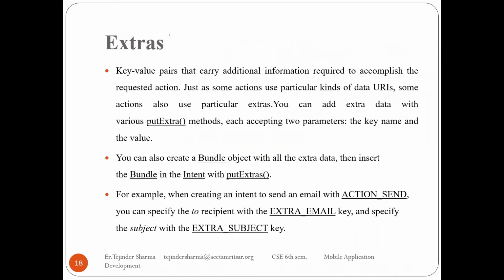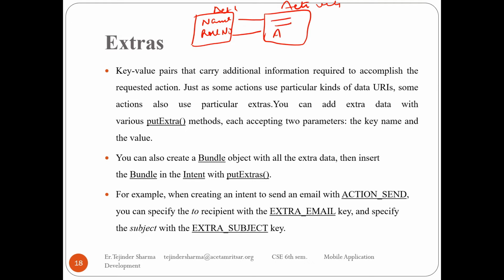Now, suppose you want to send the data. Suppose this is my name and roll number. This is in activity 1. Now the result is to be generated on activity 2. So I want this name and roll number to be displayed on this screen along with the subject marks. Now what happens? It has to take the data in key value pairs. Now what is key and what is value?